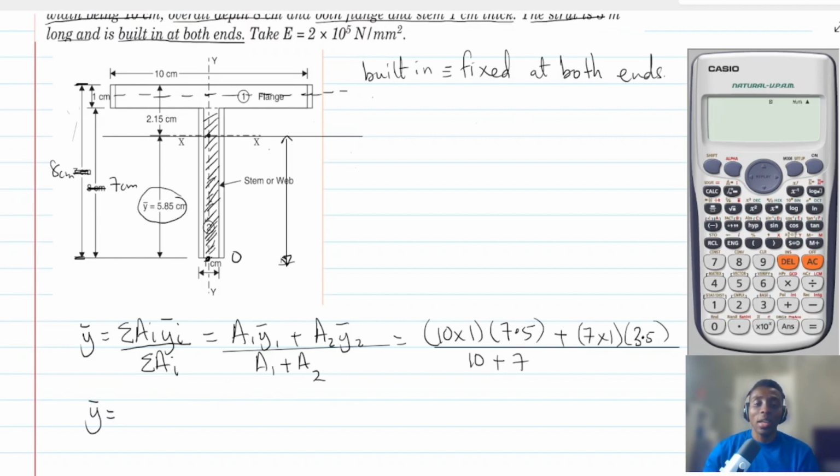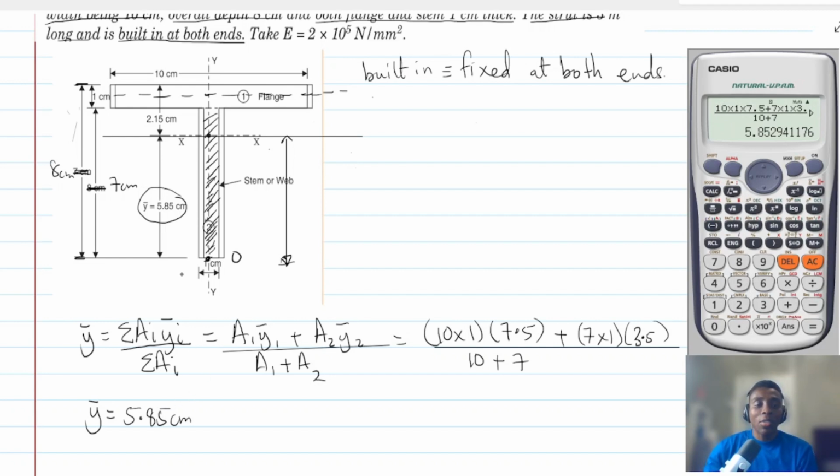So let's do this together. So this is going to be what? 10 multiplied by 1 multiplied by 7.5 plus 7 multiplied by 1 multiplied by 3.5, divided by 10 plus 7. And what's that? Essentially that's 5.85. So you see where the 5.85 is coming from. That's where it is actually coming from. Okay, so that is it.